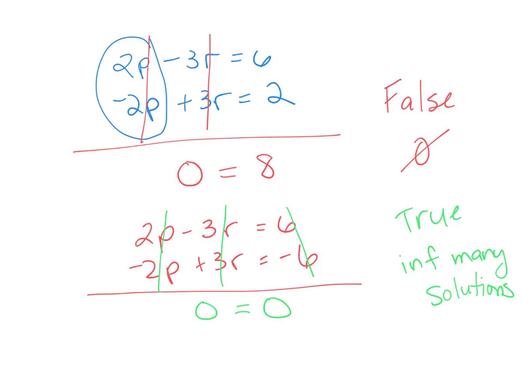In both cases, the letters bite the dust, but in one case it gives you a true statement. In one case it gives you a false statement. If it gives you a false statement, you know something's wrong because 4 doesn't equal 7 or 3 doesn't equal 2, right? So you know it's no solution. If it gives you a true statement, then it's infinitely many. It's the same line, okay?